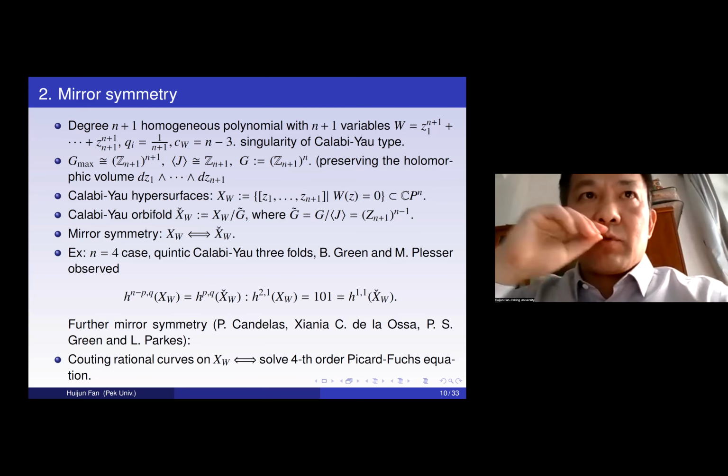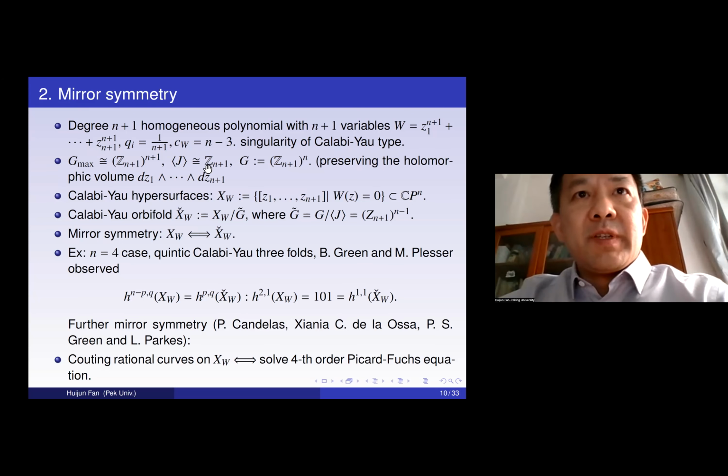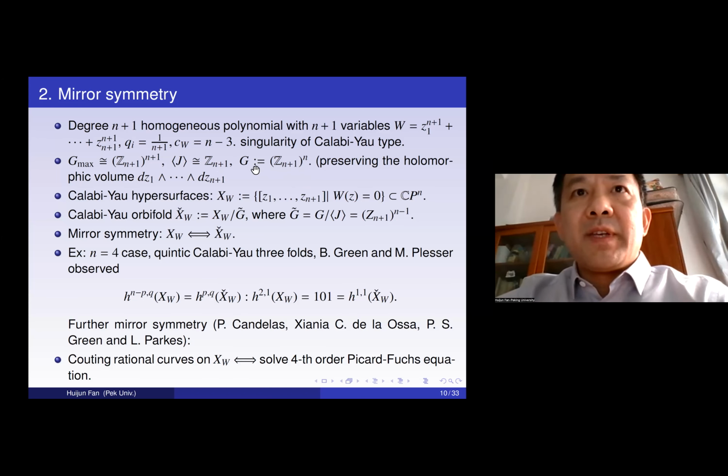And we also have the symmetry group. The maximum diagonal symmetry group G max is just this product of cyclic groups, and the J group is isomorphic to this cyclic group. And we also have capital G, which is Zn plus 1 crossed n times. This group just preserves the holomorphic volume form dz1 wedge up to dz n plus 2.